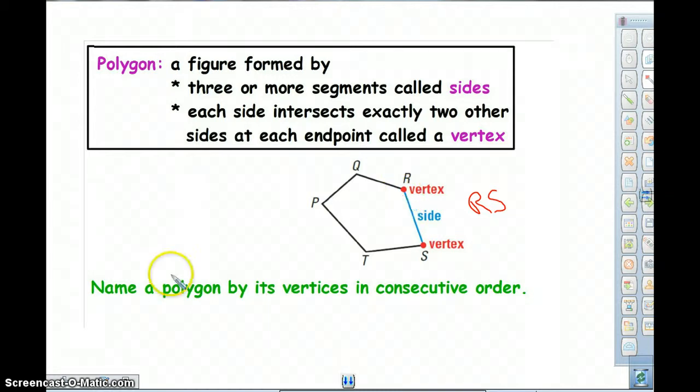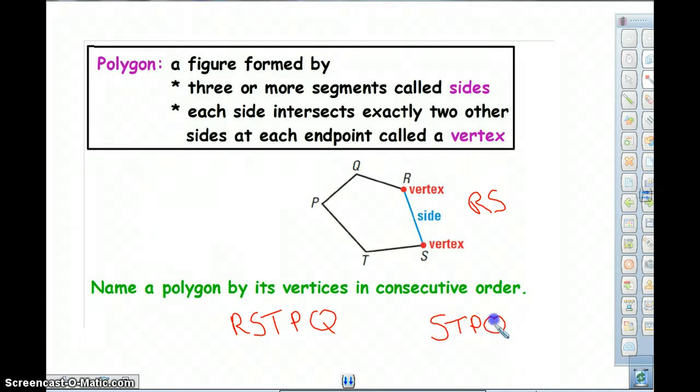We can name this polygon by its vertices, and they have to go in consecutive order. So if we start with R, this would be R, S, T, P, Q, one way to name that polygon. Another way is that I can start at any vertex and just keep going around. So in this case, I can rename this as S, T, P, Q, R, as long as my sides are in consecutive order.